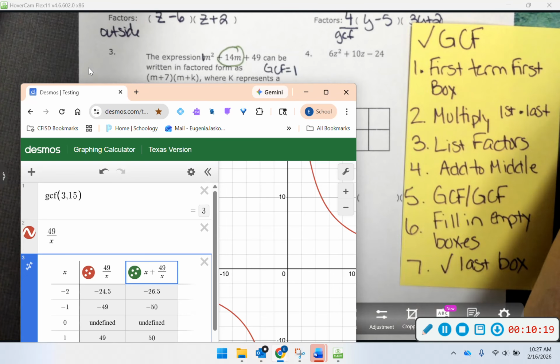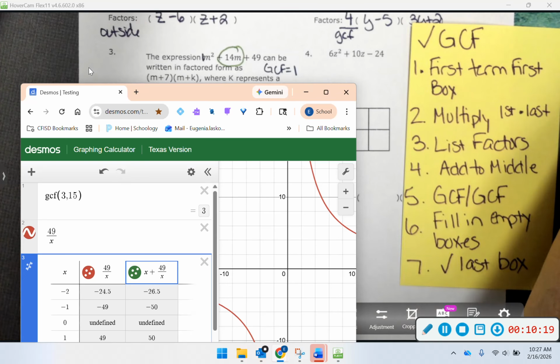And these are the two numbers that I need. I need 7 and 7. So right here, I'm going to have 7 and 7, because 7 plus 7 adds up to 14. So these are the two I want. So I'm going to put 7m and 7m. And now we're going to GCF the first row and the first column.